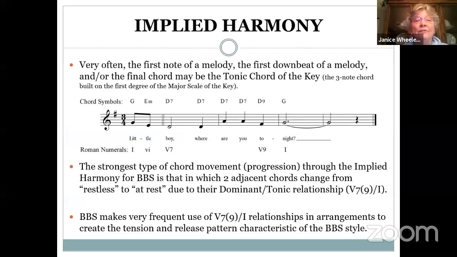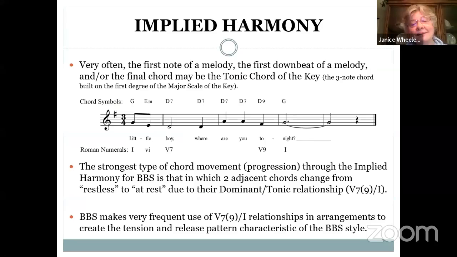Very often the first note of a melody, the first downbeat of the melody, and or the final chord may be the tonic chord of the key in which the composition is written. That's the 3-note chord built on the first degree of the major scale, if you refer back to our experience in creating the chords for the key of G. So notice there the chord symbols above the melody. The first note of the composition is indeed a G chord, and the last note in the melody is a G chord. And in between are other chords of great interest.